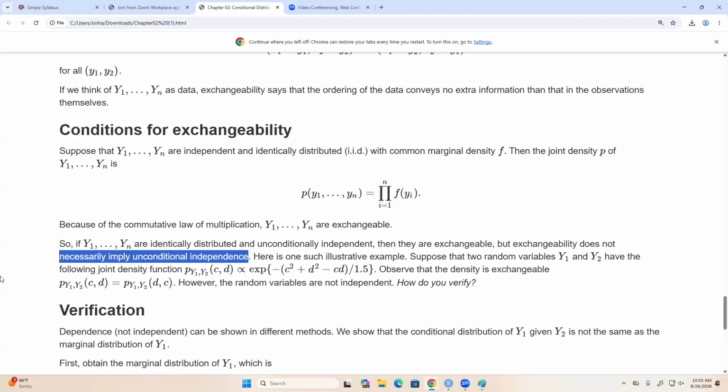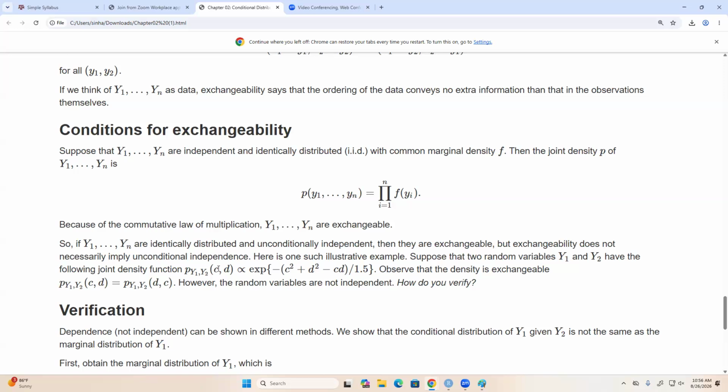Suppose that two random variables, y1 and y2, have the following joint density function. The density function looks like this: e to the power minus (c square plus d square minus cd) over 1.5. Observe that the density is exchangeable. Obviously, if you swap the position of c and d, and instead write d comma c, the density function remains unchanged, right? The right side is the same.